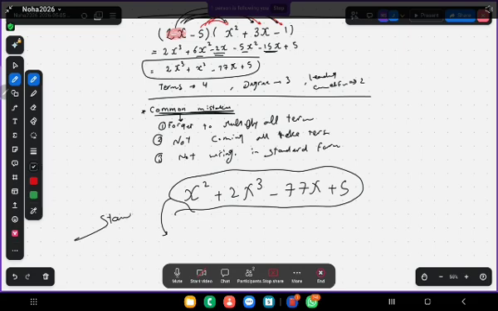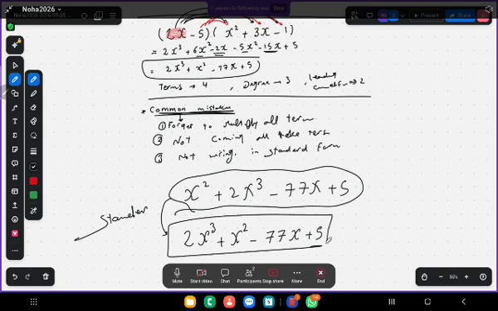Correct. So here, if you want to write it as a standard, you're gonna make 2x power of 3 plus x power of 2 minus 17x plus 5. Until now, any problem? No, miss. Okay, very good. So here we said that highest power equal degree and leading coefficient, we said it.